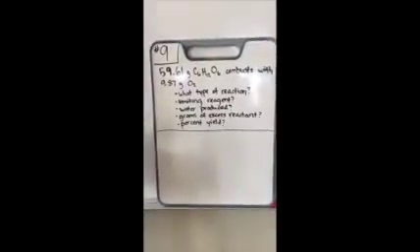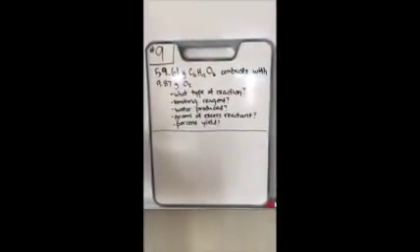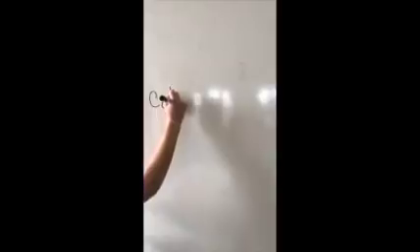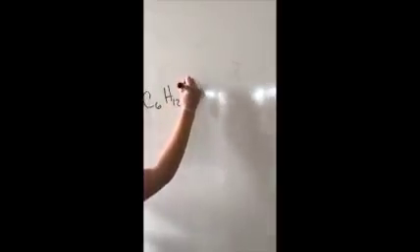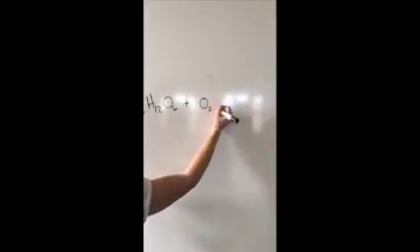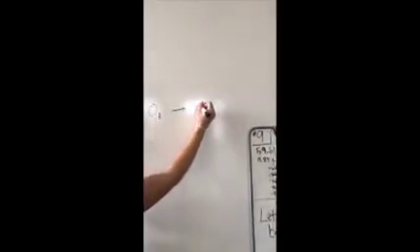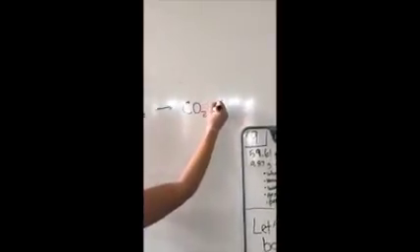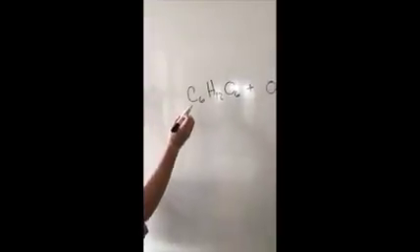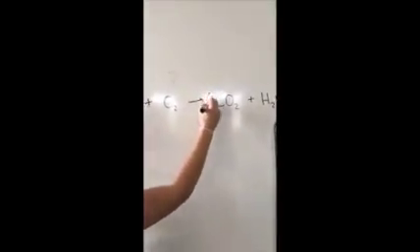Number 9, 59.61 grams of glucose combust with 9.87 grams of O2. First step, we need to get balanced. So we have glucose, which is C6H12O6, plus oxygen, which forms CO2 and H2O. We have 6 carbons on this side, so we need 6 on this side.